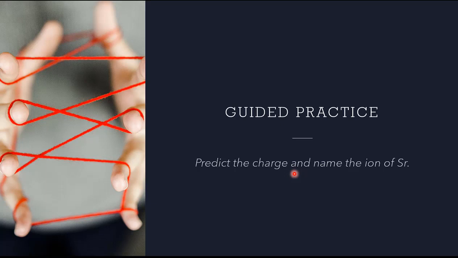All right. Our next guided practice, let's predict the charge and the name of the ion of Sr. So again, you're going to go to the periodic table. You're going to find the element Sr and identify first, is it a metal or non-metal? If it's a metal, we are going to lose electrons to become like our nearest noble gas. If it is a non-metal, we're going to gain electrons to become like our nearest noble gas.